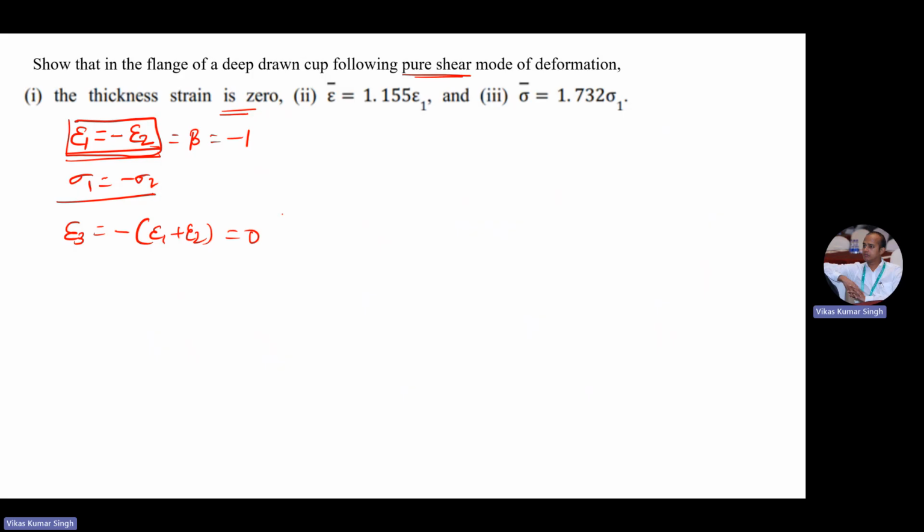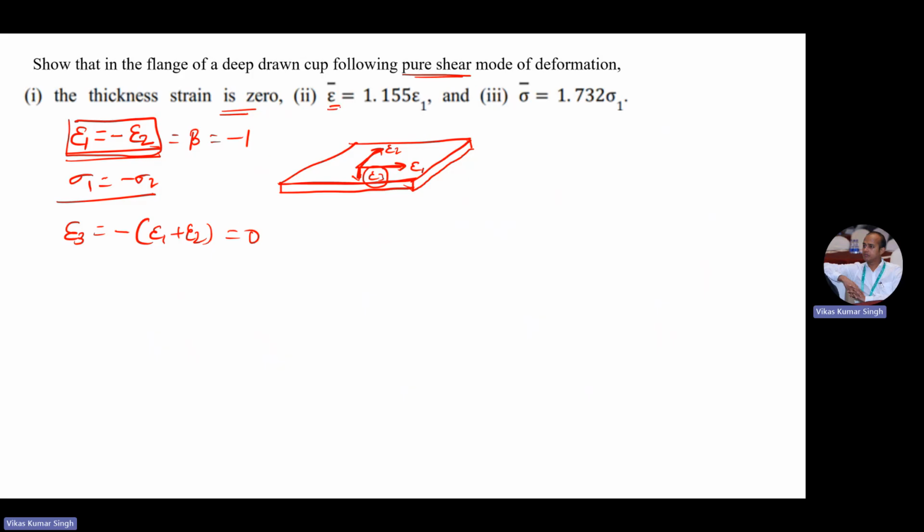And I told you, suppose we have a plate like this. We are considering one direction in this direction, and this one is another direction. So we can think of epsilon 1 and epsilon 2. And the third dimension, that is the thickness dimension, is epsilon 3. This is the convention we are following, so epsilon 3 is always the thickness direction. Okay, so this is proved.